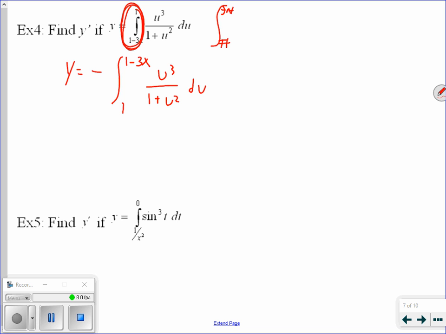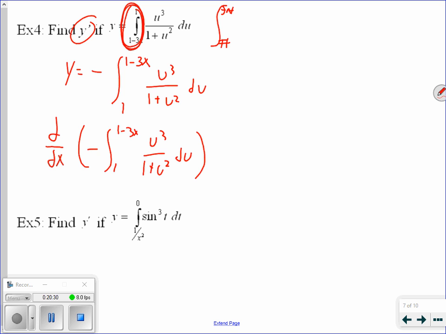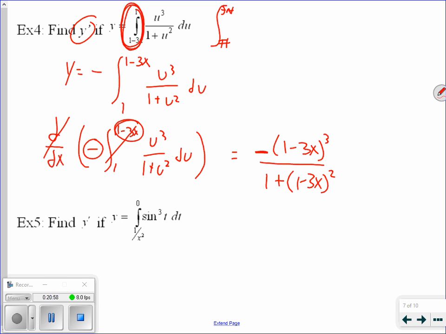And then if this says to find y prime, I am taking the derivative of negative the integral from 1 to 1 minus 3x of u cubed over 1 plus u squared. If I take the derivative of the integral, it cancels it out, and I'm left with what I started. But because I have something other than x here, by chain rule you have to multiply by the derivative of the inside. So what I'm left with is negative, because it's negative, 1 minus 3x cubed, over 1 plus, instead of u squared, 1 minus 3x quantity squared. But by chain rule, we need to multiply by the derivative of the inside, which is negative 3. That's it.